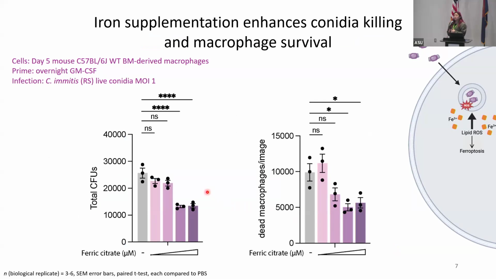To further explore this, we treated infected macrophages with ferric citrate, which in theory should provide additional iron to fuel ferroptosis. And this treatment led to a reduction in fungal viability and decreased macrophage death, suggesting to us that macrophages can kill conidia, and that this is rate limited by access to iron, and in turn, macrophage viability is determined by the level of ferroptotic signaling.